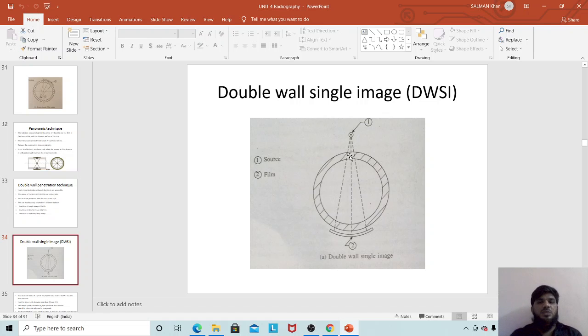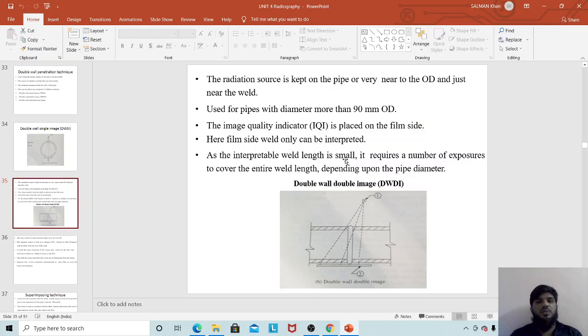What happens here is that the rays are exposed to this area in a very small quantity, whereas here it is exposed to a larger area. So we can observe the image of only the other surface, while only a smaller quantity is obtained here. In this the source is kept much closer to the outer diameter.